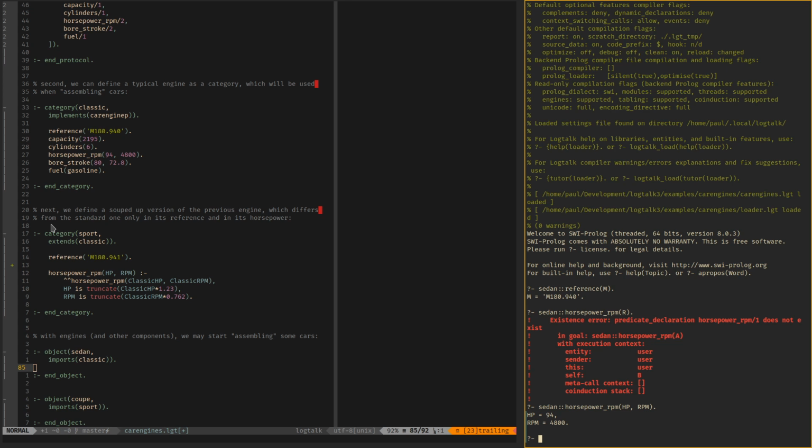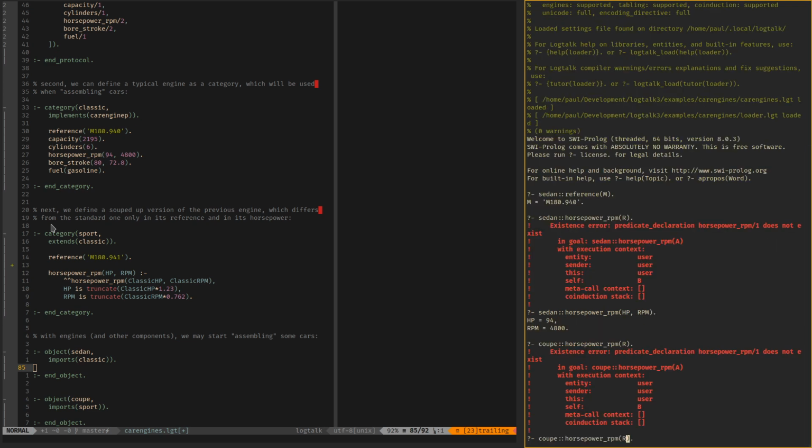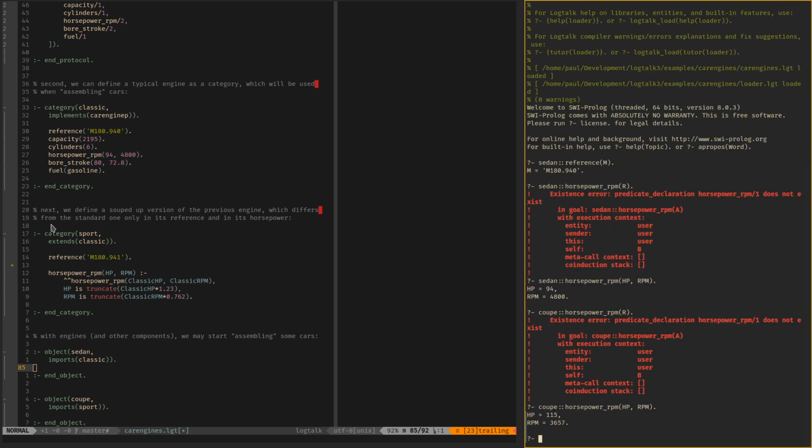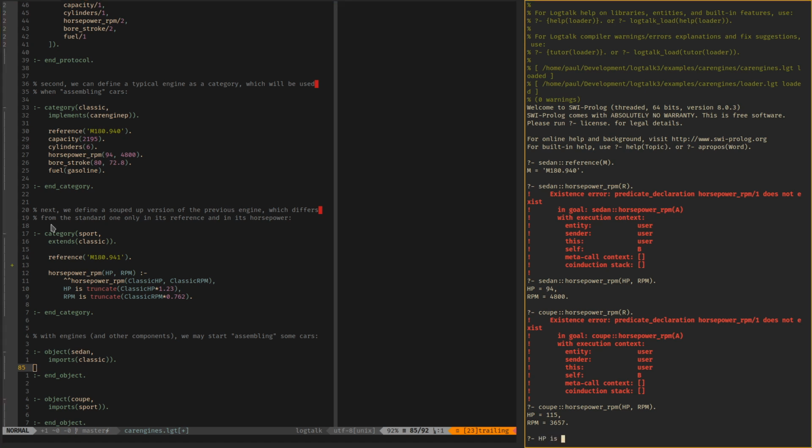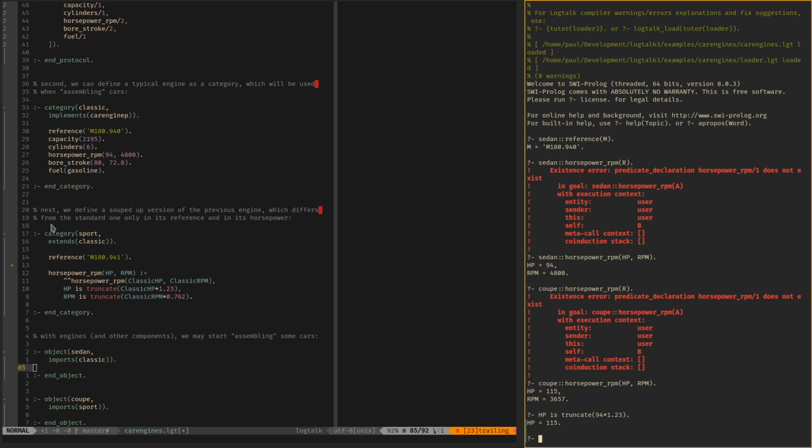Now things get exciting with the sport. So rather than sedan, it's a coupe, which imports the sport one. So this horsepower RPM is still arity 2. It's still horsepower, still RPM. And the horsepower is a much bigger number, the RPM is a little bit lower. This is what it's doing. It's getting the 94 and the 480 out. So let's just do one of these manually just so we can make sure this is right. So truncate. The classic HP was 94 times by 1.23, and it's 115. So that is doing exactly what we expect.